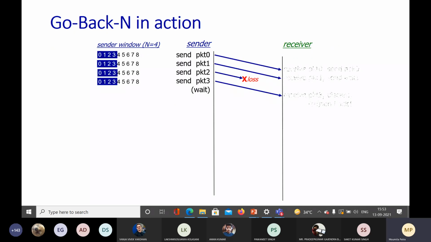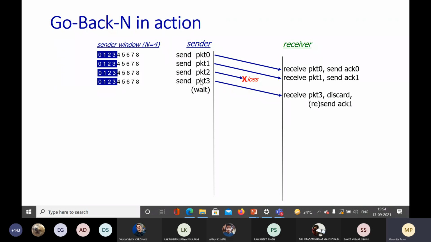So let's see how it works with an example. This blue block is a window. That means your window has n equals 4. 4 packets can be sent at a time. Now, the sequence numbers are moving from 0 to 8. So at the sender side, what's happening?